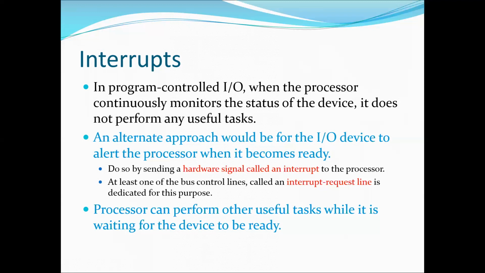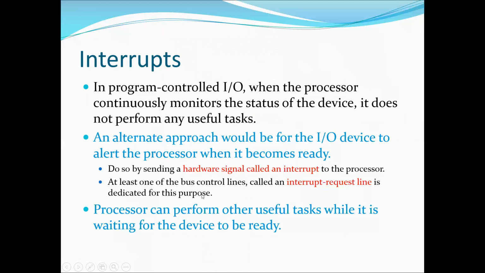It is busy waiting to get the status of the device. So it is not so effective. Therefore, an alternate approach would be for the IO device to alert the processor when it becomes ready. So why not, when the IO device becomes ready, it alerts the processor that I'm ready now, ready for transfer. So the processor doesn't have to continuously check the status of the devices. It does so by sending a hardware signal. This hardware signal is called the interrupt, sent to the processor.